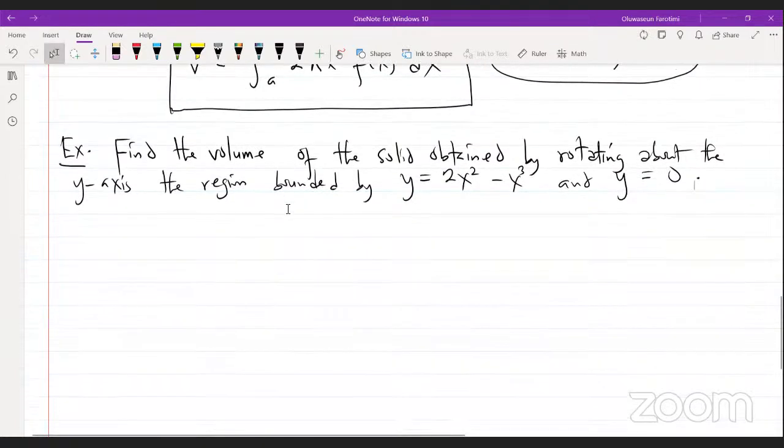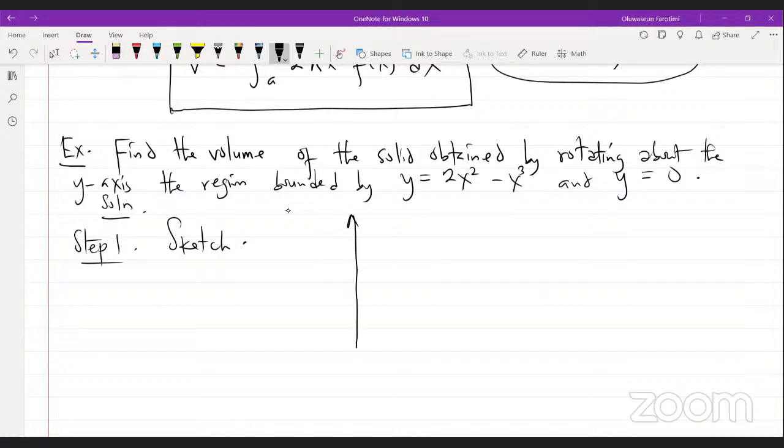Okay, so I'm going to split this up into a series of steps just for clarity, so that you guys can follow. Let me call this step 1. Let me just sketch my curve. At the level of step 1, I just want to sketch, that's all I want to do. So if you sketch the curve, 2x squared minus x cubed, you have something like this.